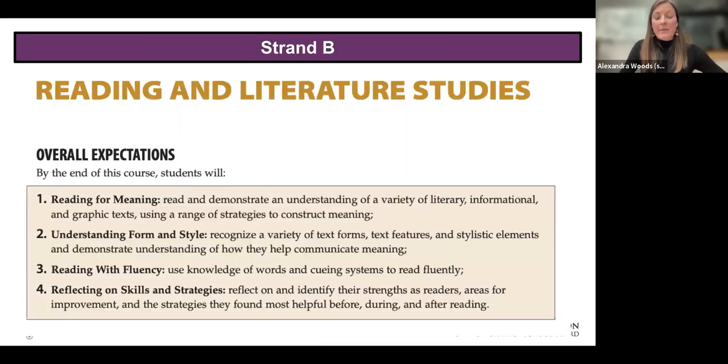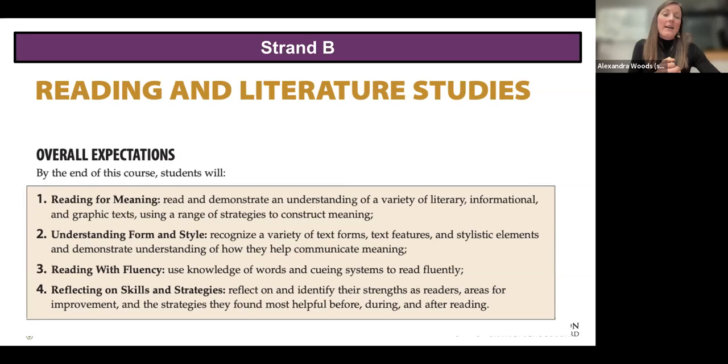The second strand in the curriculum is reading and literature studies, and this includes the overall expectations of reading for meaning. So we want students to read, and to demonstrate an understanding of a variety of texts, including literary, informational, and graphic texts, and to really think about how they're constructed. Also, how a text's form and style might influence the way that it communicates. They're also expected to read with fluency.